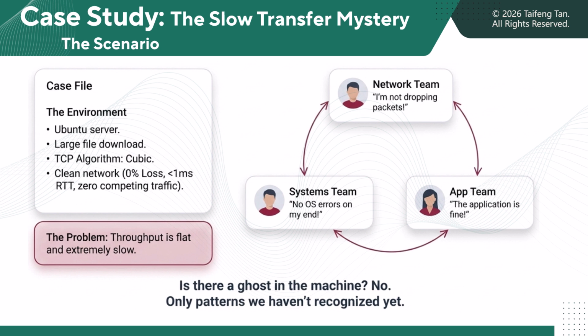The engineers go around in circles. The network team says, I'm not dropping packets. The systems team says, no errors on my end. The application team says, the application is fine. Is it a ghost in the machine? No. There are no ghosts in networking, only patterns we haven't recognized yet.